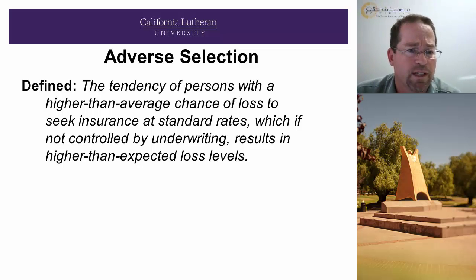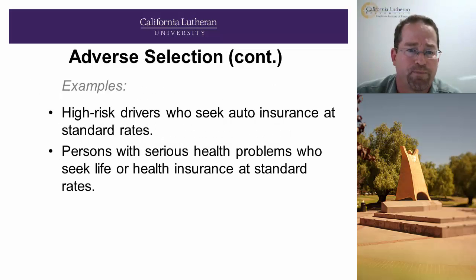There's a concept called adverse selection, and that is defined as the tendency of persons with a higher than average chance of loss to seek insurance at standard rates, which if not controlled by underwriting, results in higher than expected loss levels. Some examples are high-risk drivers who seek auto insurance at standard rates, and persons with serious health problems who seek life or health insurance at standard rates.